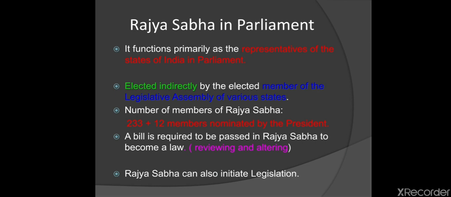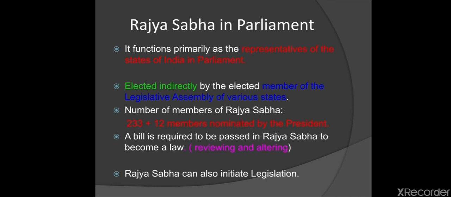MLAs sit and decide who will go to the Parliament to become a member of Rajya Sabha. So how many members of Rajya Sabha are there? 233 plus 12 members nominated by the President. These 12 members are people who have gained excellence in their fields, like literature or sports or anything. They have achieved excellence in their fields, so you can say they are experts.